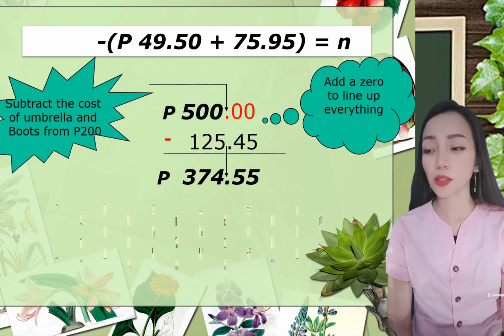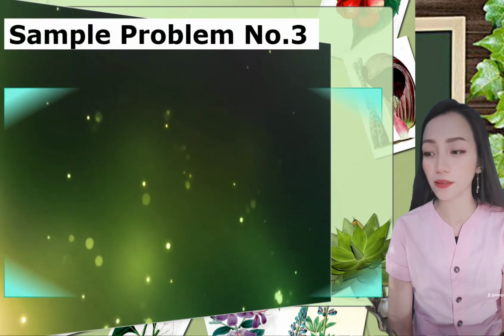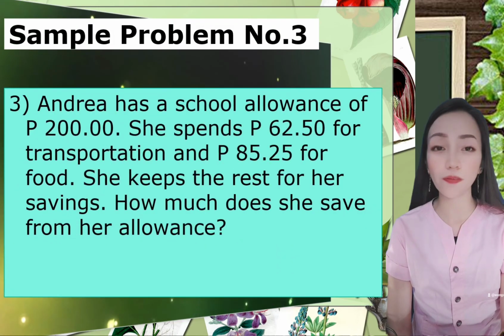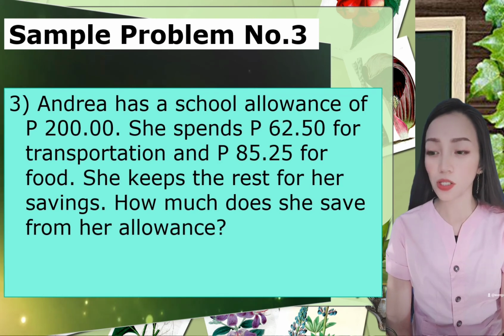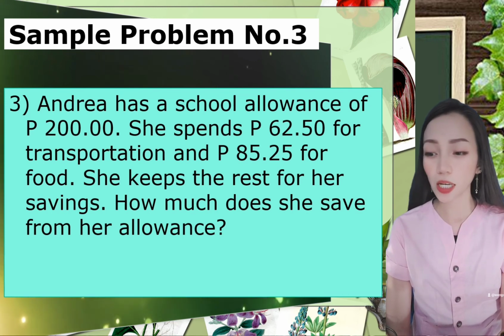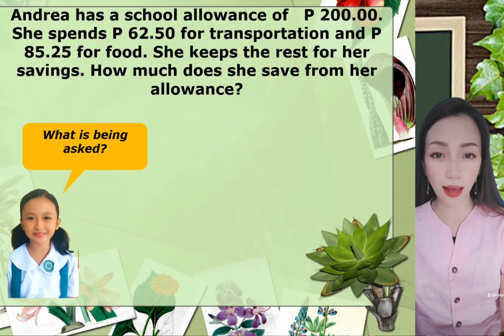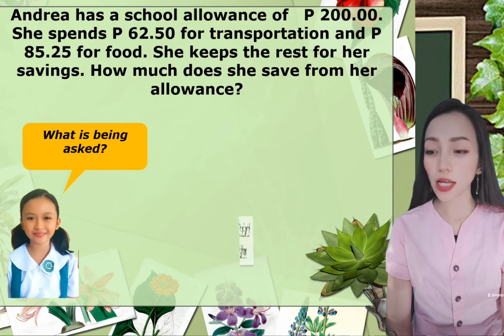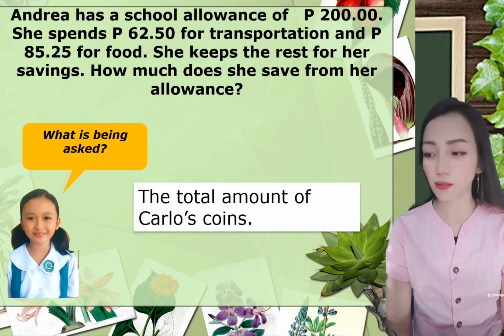Let us now proceed to sample problem number 3. Andrea has a school allowance of 200 pesos. She spends 62.50 for transportation and 85.25 for food. She keeps the rest for her savings. How much does she save from her allowance? So what is being asked? The amount she saves from her allowance.